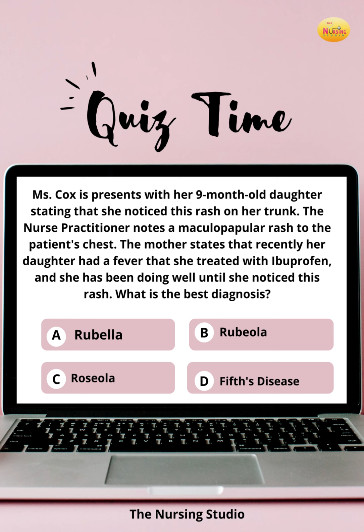All right. Question number 2. Miss Cox presents with her 9-month-old daughter, stating that she noticed this rash on her trunk. The nurse practitioner notes a macular papular rash to the patient's chest. The mother states that recently her daughter had a fever that was treated with ibuprofen, and she's been doing well until she noticed the rash. What is the best diagnosis? Is it A, rubella, B, rubeola, C, roseola, or D, Fifth disease? Tell me what you think.